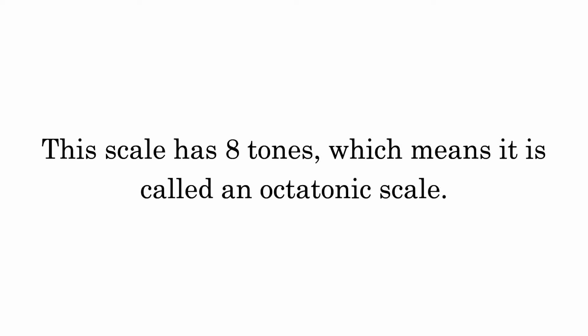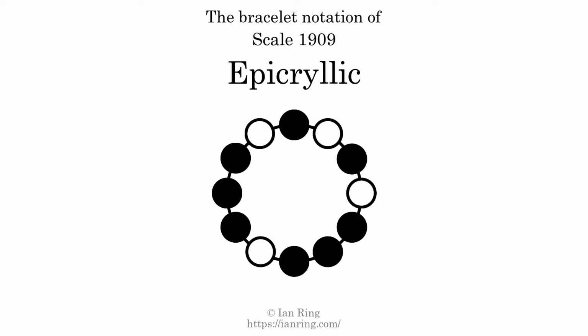This scale has 8 tones, which means it is called an octatonic scale. This is a bracelet notation diagram of scale 1909. The shaded circles represent tones that appear in the scale, and they are read clockwise, starting at the top.